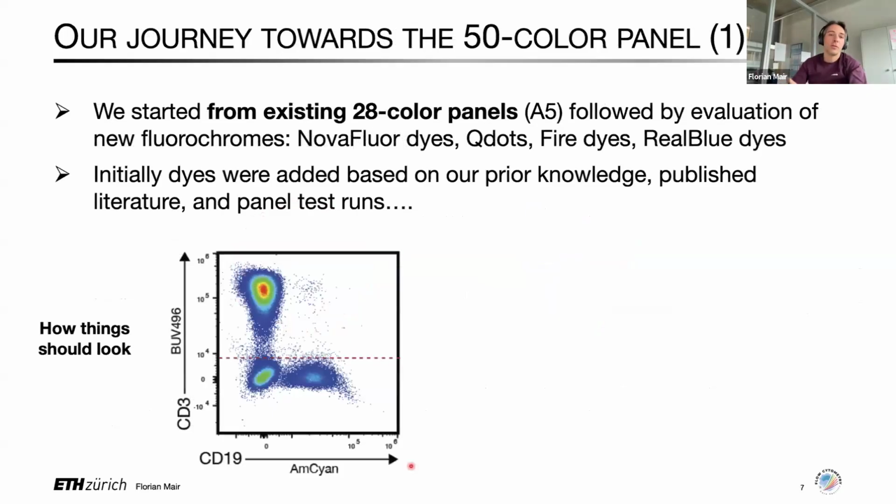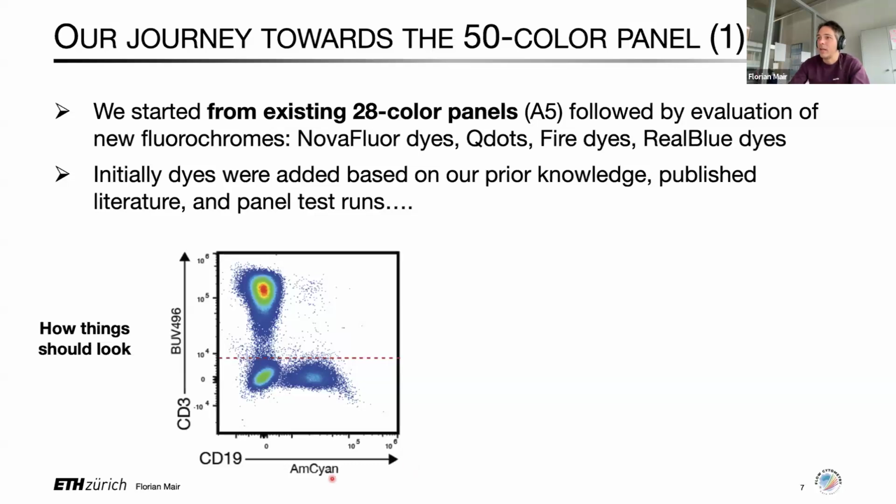At the time, we had a bunch of existing 28 color panels that were all developed on the FACS Symphony platform, that were really robust and working well. We thought, well, we can just evaluate some of the newer types of dyes that were coming out at that time, the Nova Fluors, maybe grab some of the old Qdots from the fridge, look at some of the new Fire dyes, the new Real Blue dyes. Then we started adding them based on prior knowledge and some of the published literature, and we thought things would work out fine.